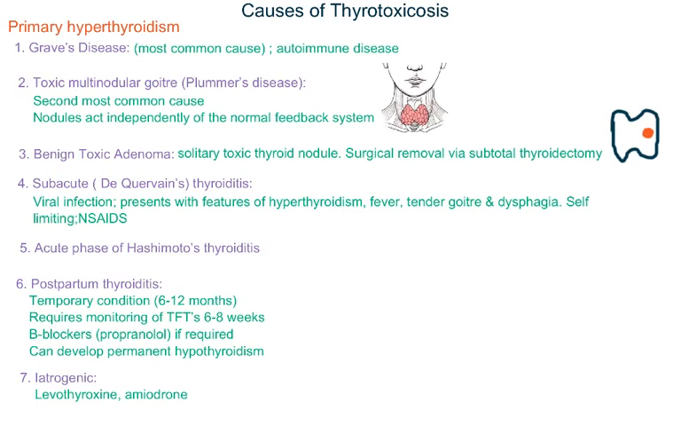Features of hyperthyroidism occurring after a viral infection along with fever, tender goiter, and difficulty in swallowing is termed as subacute thyroiditis or de Quervain's thyroiditis. It is a self-limiting disease. It doesn't require any anti-thyroid medications. Usually non-steroidals are given like ibuprofen for pain. Remember this word tender goiter because in other forms of thyroid disorders, goiter is usually non-tender.